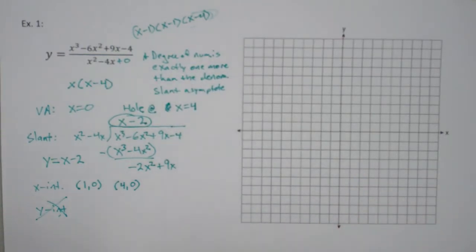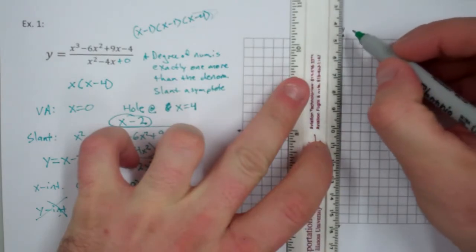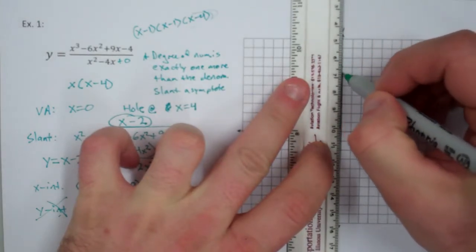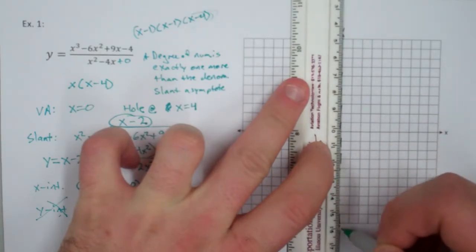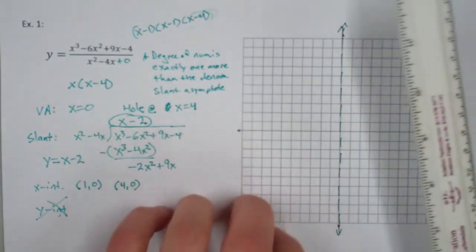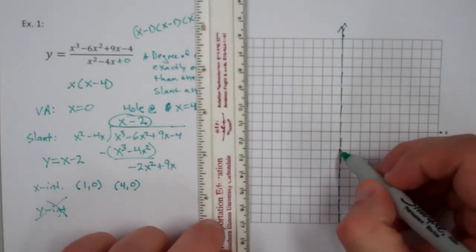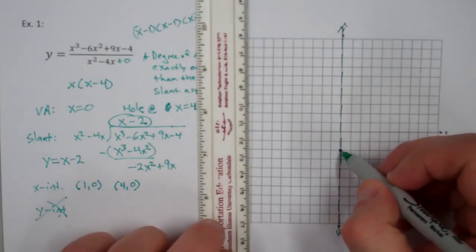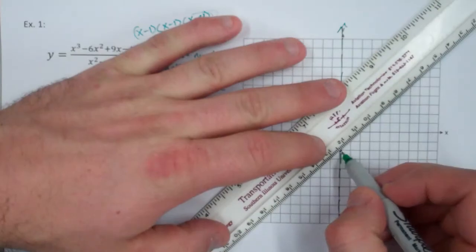Alright, let's see if we can graph this. We'll do the vertical asymptote. That's at x is equal to 0. That's this one right there. Alrighty, there's that, and there is that. The slant asymptote is y is equal to x minus 2. So x minus 2 would have a y-intercept of negative 2 and a slope here of 1.